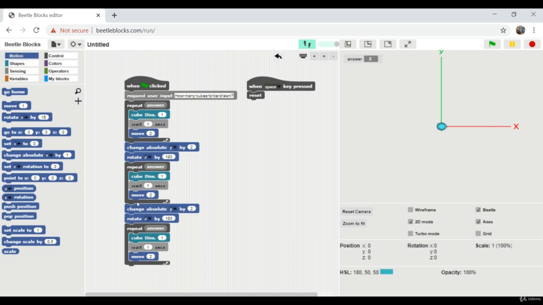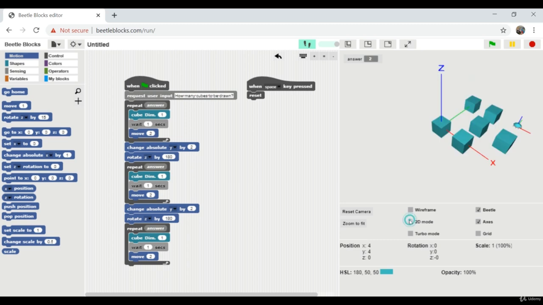So in all the 3 cases, what will happen is we are rotating the beetle by 180 degrees. So it will first go on the positive direction of the x-axis, then it will shift by 2, and then it will go on the negative direction. Then again it will shift by 2, then again it will go on the positive direction. So it will keep on moving on the x-axis while moving on the y-axis as well. So let's run this program. You can see the beetle has drawn cubes.